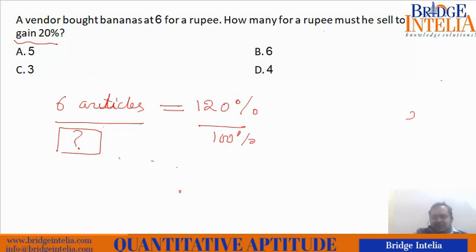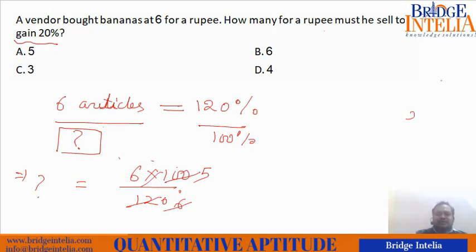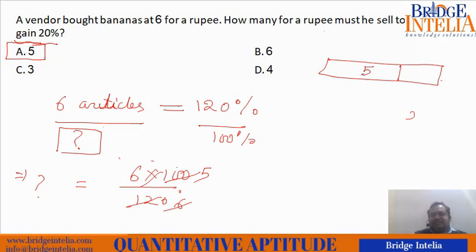6 articles, 120%. So how many articles are equivalent to 100%? So let's solve the missing figure. So missing figure is equal to 6 into 100 by 120. So this is 5 by 6. So missing figure comes out to be equal to 5. So he will have to sell only 5 articles. So he had 6 articles. He will sell 5. He will keep 1. So if you look carefully, 1 is 20% of 5. If you are able to think carefully, you can immediately take this approach, try to divide them. You will get the answer quickly.